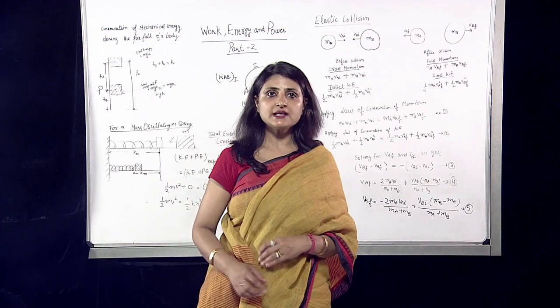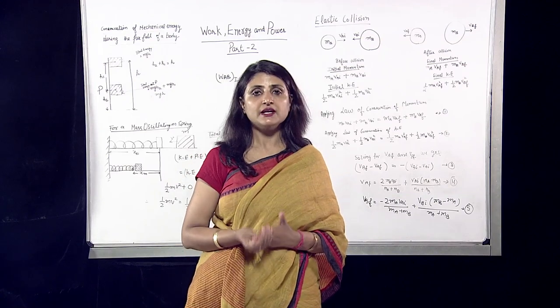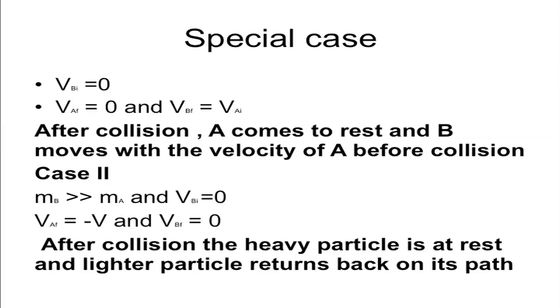So we can say that after collision, A comes to rest and B moves with the velocity of A before collision. This means that if we have two masses in which the bigger mass is at rest and the smaller one approaches it with the velocity V, then after collision, B starts moving with the velocity of A and A comes to rest.